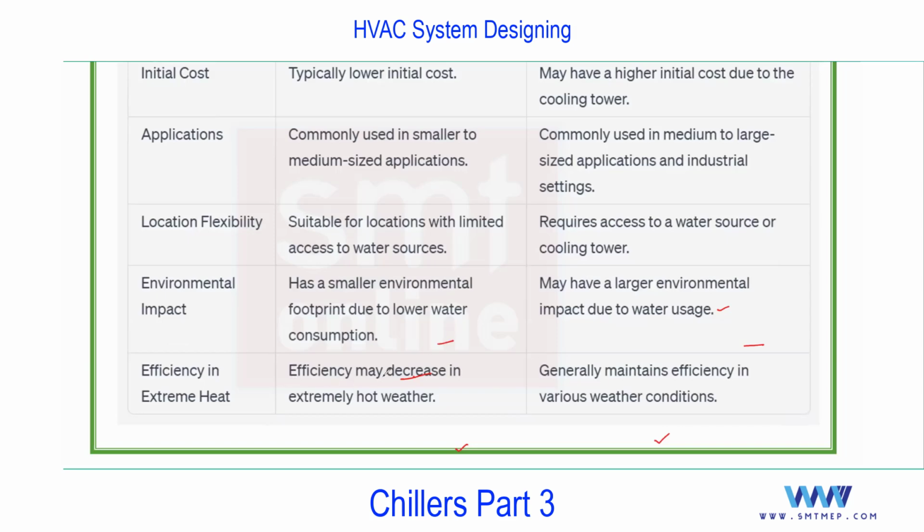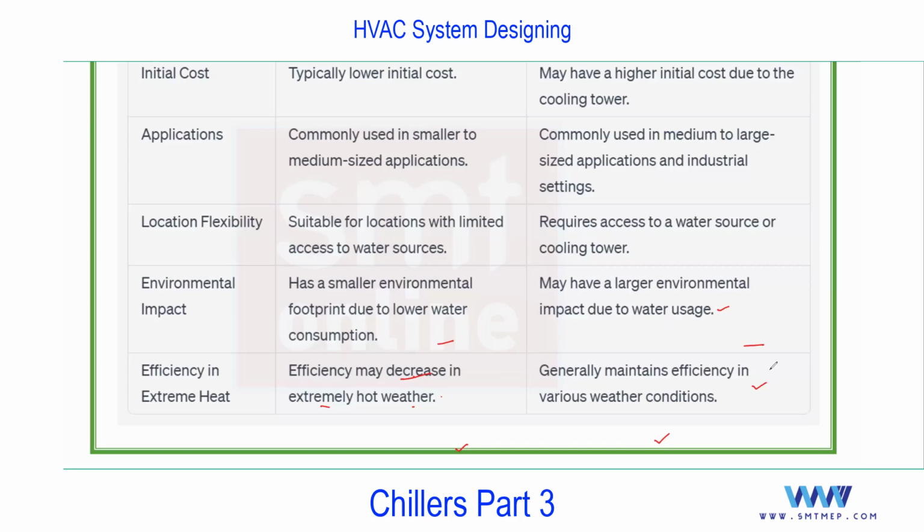Next, efficiency, as we discussed. Efficiency may decrease in extreme hot weather. Even if the outside temperature is higher, like above 50, the water cooled chiller efficiency is going to be good, because water remains water, even above 50 degrees centigrade. But for air, if the temperature increases, the air temperature also increases, and the efficiency of the condensation decreases. The same point we discussed.